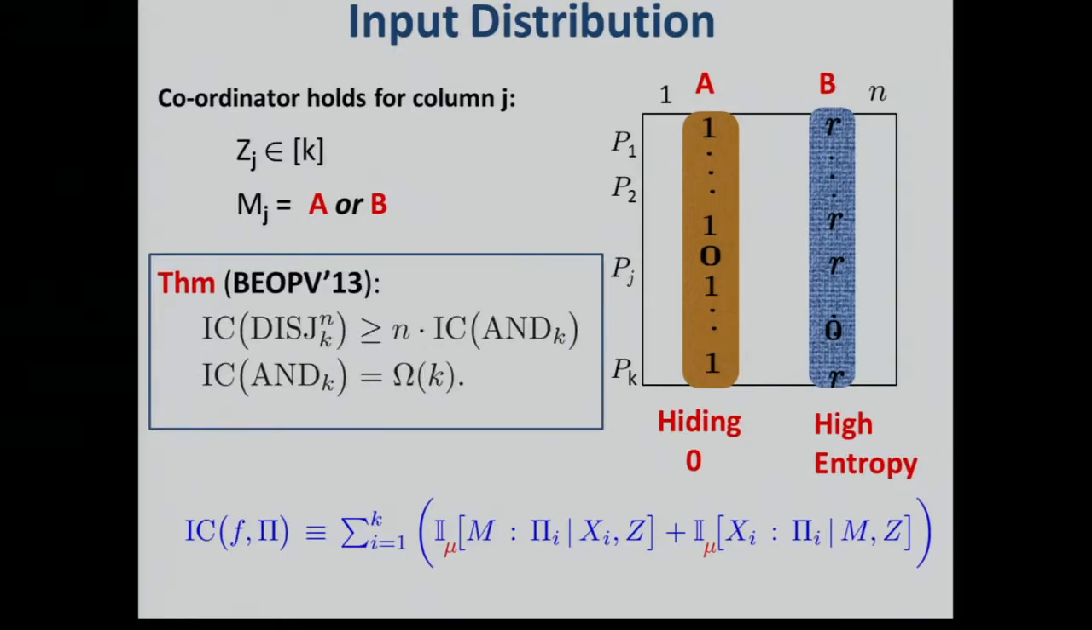Okay, and it's quite technical and involved, but Braverman et al. were able to show that under this distribution and with this notion of information cost, disjointness admits a direct sum, and the cost of computing one AND of fan-in k is omega k. So if you put these two together, you get your omega n k information complexity cost.